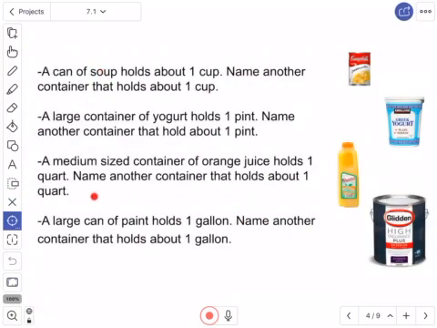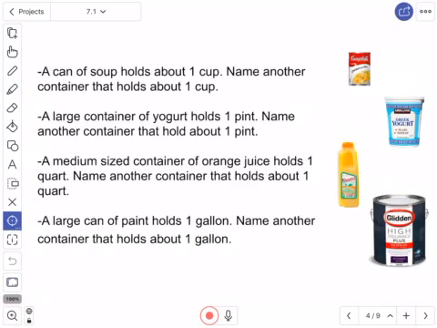And this is some ways to think about this too. A can of soup holds about 1 cup. So right there. Name another container that holds about 1 cup. Again, if we were in class, we would try to think, okay, what are some different things that hold a cup? At home, maybe you have some glasses that you drink out of. If you have big tall ones, those are probably going to be holding more of a pint. But if you have some shorter ones, like I'm looking at my teacup right now, my teacup holds about a cup of liquid.